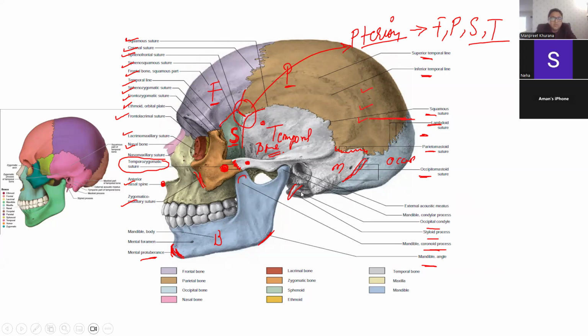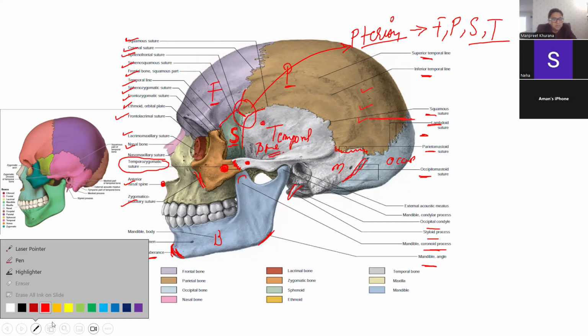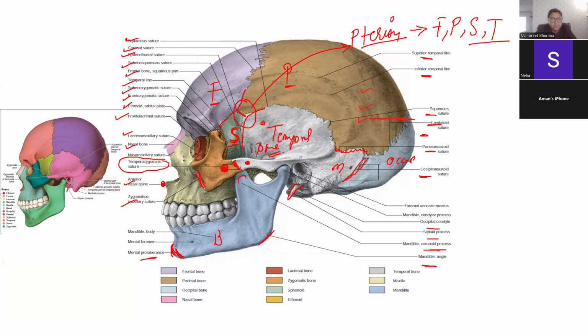Look, the stylomastoid foramen is a very popular foramen which is related with the facial nerve. So the facial nerve exits through the stylomastoid foramen. Now, if you see in this picture, the stylomastoid foramen, right? This is the styloid process. This is the mastoid process. So here the facial nerve comes out and supplies the face through the stylomastoid foramen.